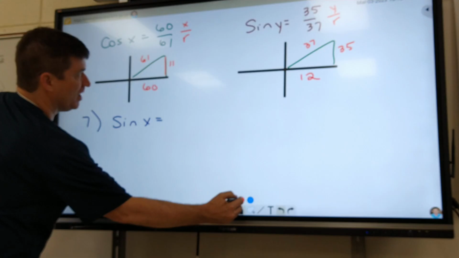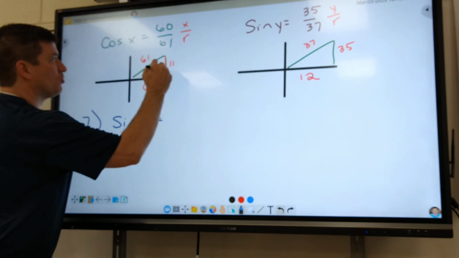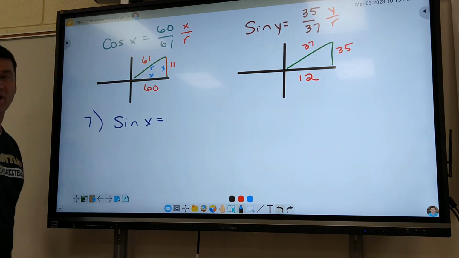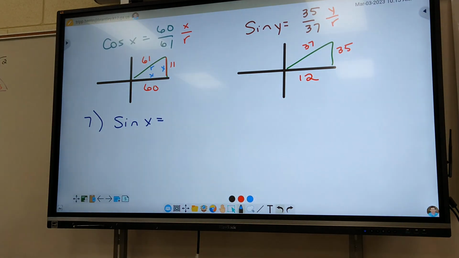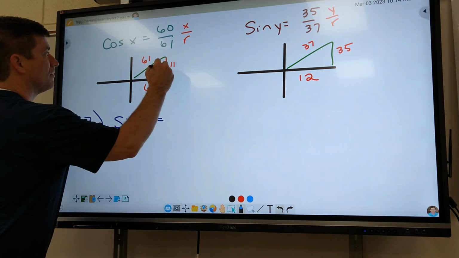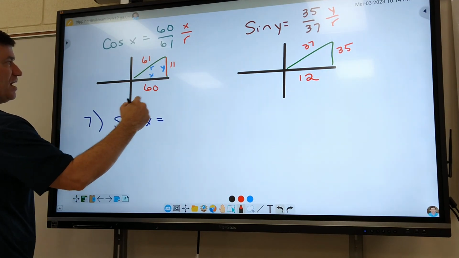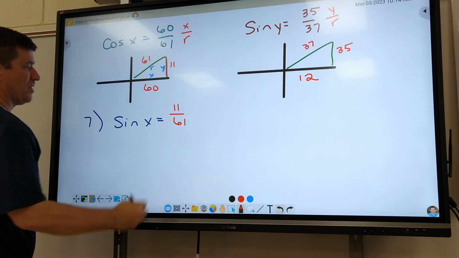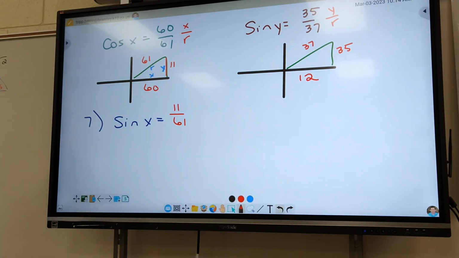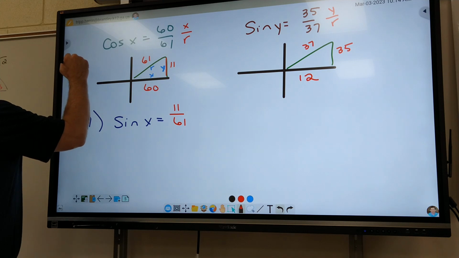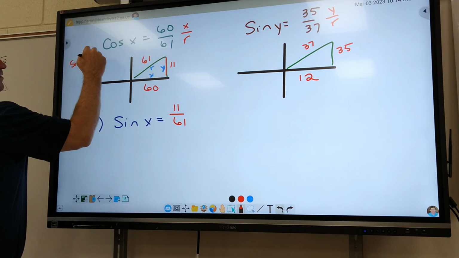Hey guys, if you forget, you can do this. There's your y, there's your x, there's your r. If you want to write that down in your unit circle so you don't forget, I'm good with that. Sine is y over r, so that is your sine. I'm going to write that up here, I'm going to use this later. Sine of x equals 11 over 61.